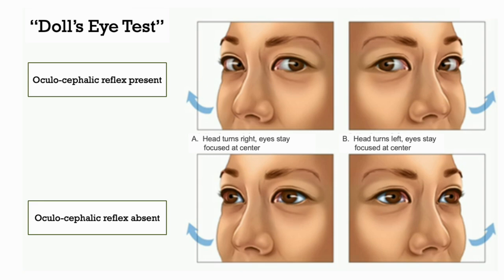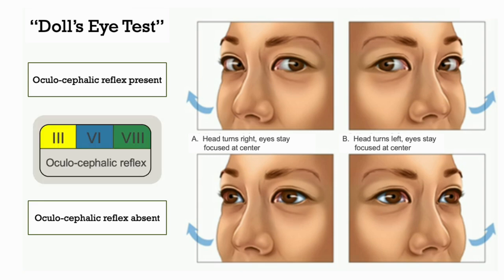So that's the top picture. The bottom picture is when the oculocephalic reflex is absent, and that means the eyes stay fixed in the mid position and turn with the head in that direction. Assessing the oculocephalic reflex involves testing the 3rd, 6th, and 8th cranial nerves, which are the oculomotor, abducens, and vestibulocochlear nerves.